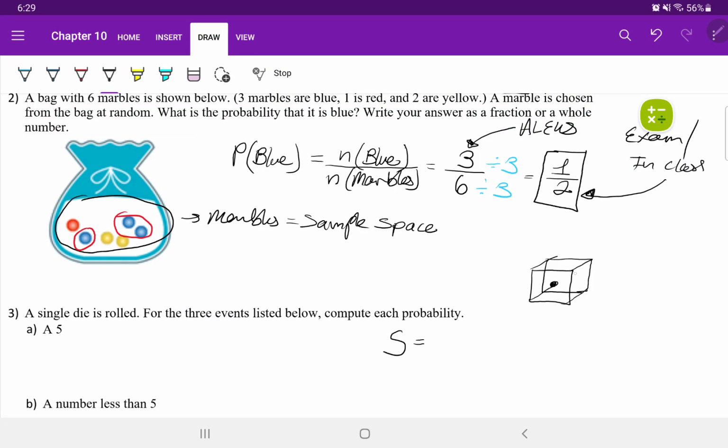So number 1 here, 2, 3, so on and so forth. There are 6 sides to a cube, to a die. So therefore, my sample space will be the numbers 1, 2, 3, 4, 5, and 6. Now, there are 6 possibilities right here. 6 outcomes in my sample space.